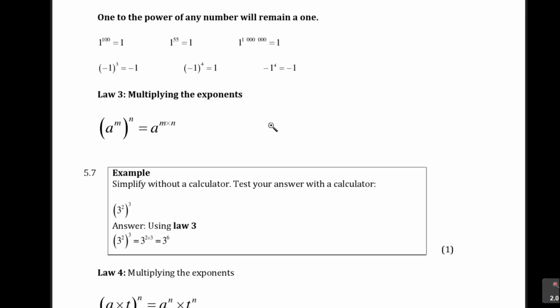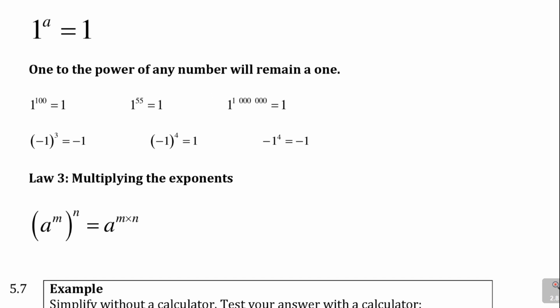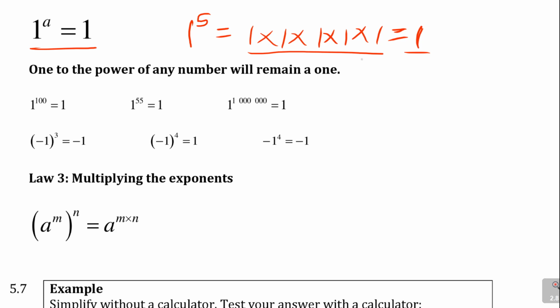The next law is another law that is common. Don't get confused. 1 to the power a is equal to 1. Remember, 1 to the power 5, for example, is 1 times 1 times 1 times 1 times 1, 5 times, which is just 1. Avoid adding. It's multiplying. So 100 to the power 1 is 1. 1 to the power 55 is 1. 1 to the power a million is 1.